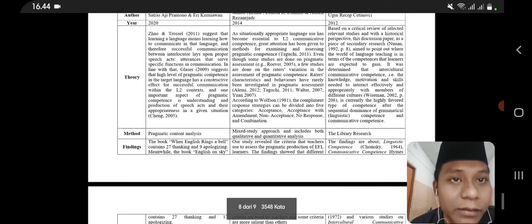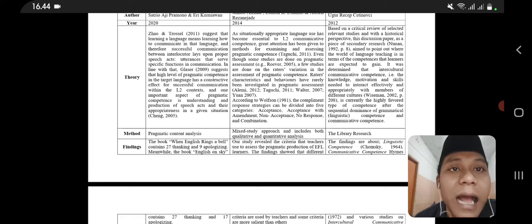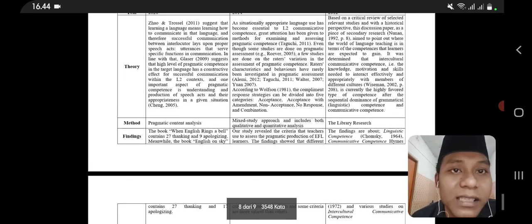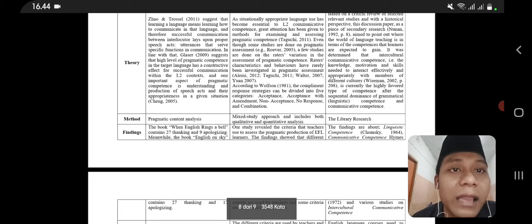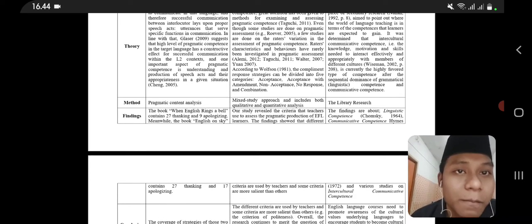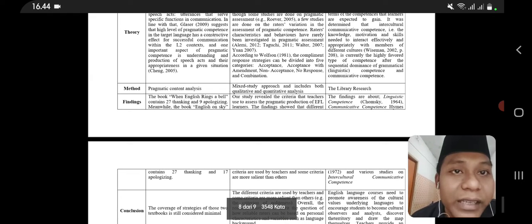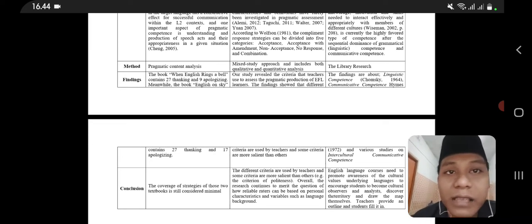In line with that, Glaser 2009 suggests that a high level of pragmatic competence in the target language has a constructive effect for successful communication within the L2 context. And one important aspect of pragmatic competence is understanding and production of speech acts and their appropriateness in a given situation. This is changed to 2005.